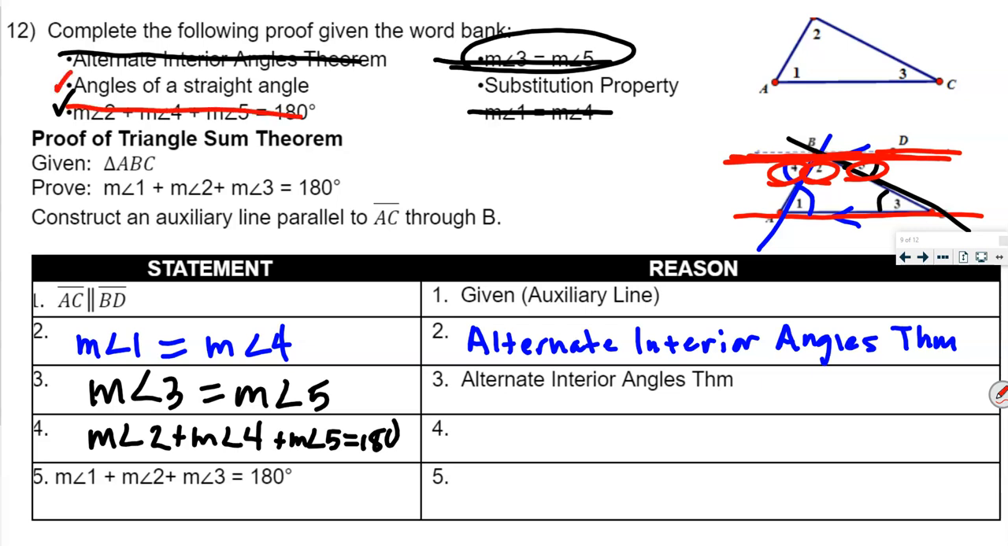Angles of a straight angle, right? So a straight angle is a straight line, right? Of a straight angle.